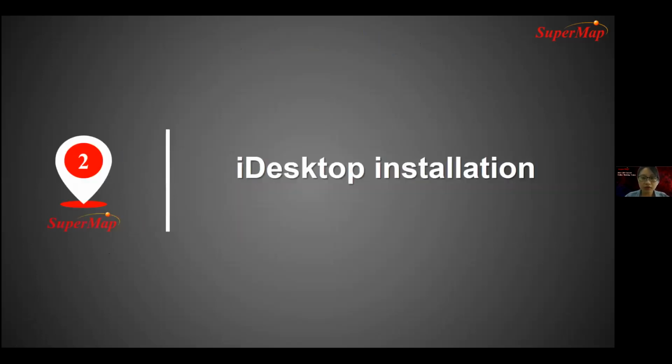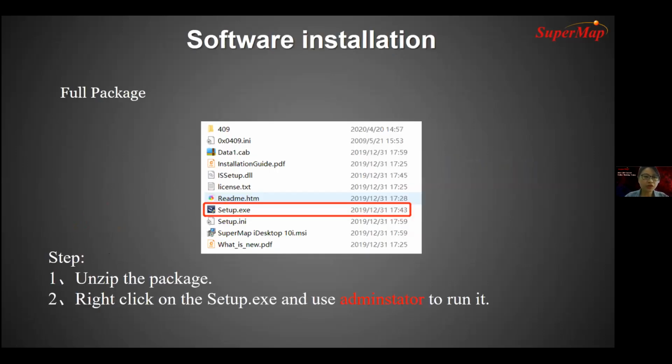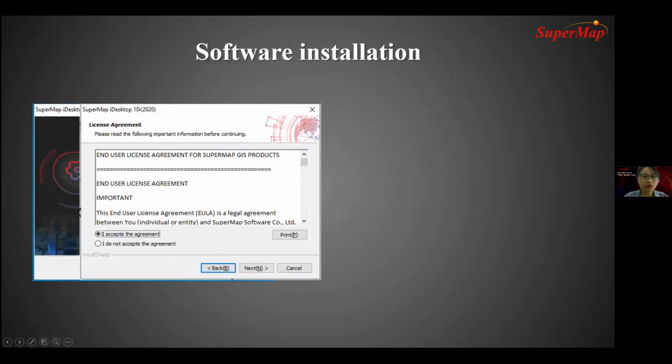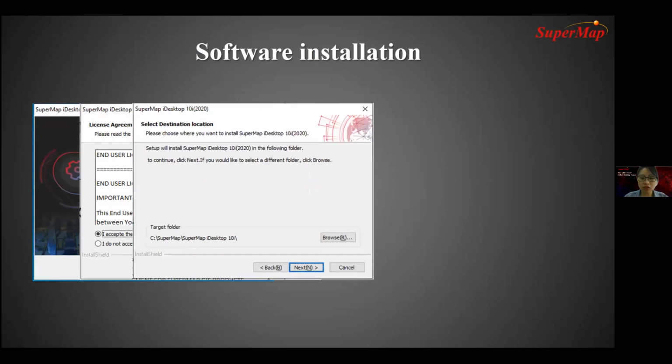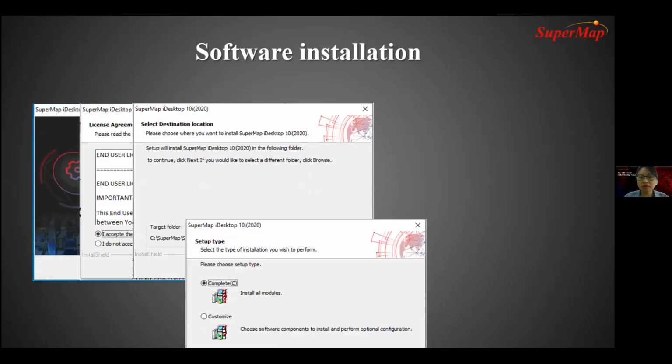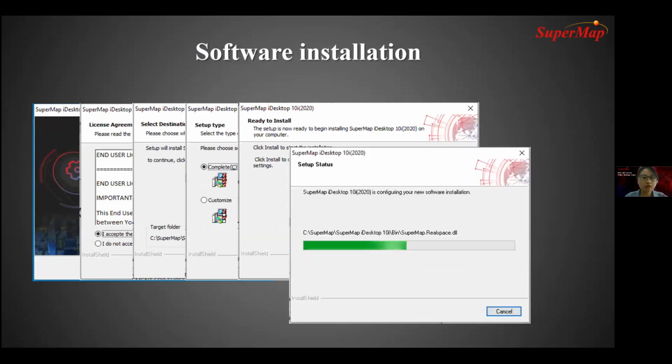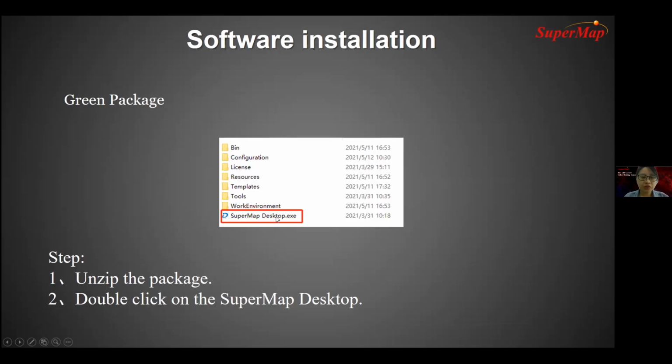Here, I will introduce the details of iDesktop installation. For the full package, after you download and unzip the package, you can find the setup exe application, and then you just need to right-click it and run it. Then you can just leave all these setup parameters as default and click next until it finishes. For the green package, after you unzip the package, you can find the SuperMap iDesktop exe application. Here you just need to double-click it and run it.